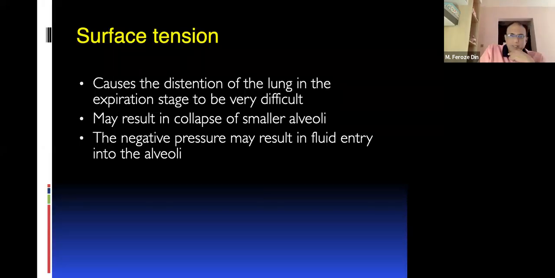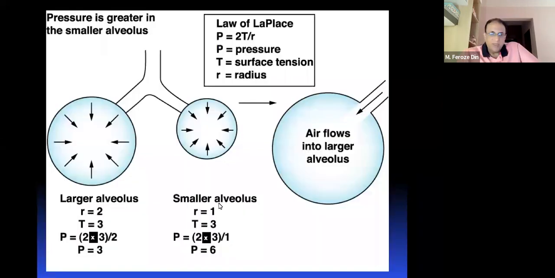Number two, the surface tension within the lungs makes it harder for the alveoli to be expanded, so it is a challenge to the work of breathing. Number three, the negative pressure, which is all directed towards the center of the alveolus, may actually result in fluid being sucked from the tissues into the alveolus.